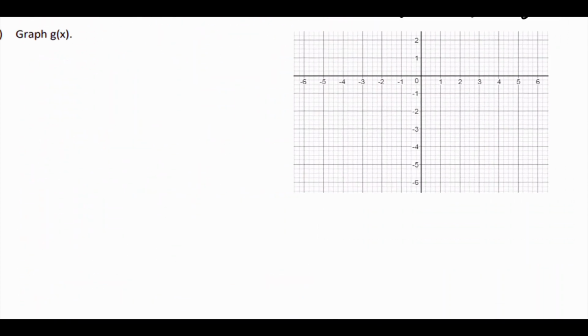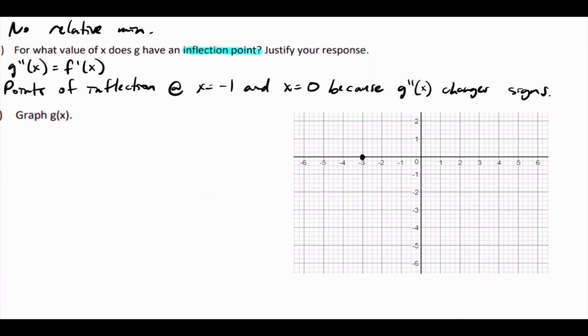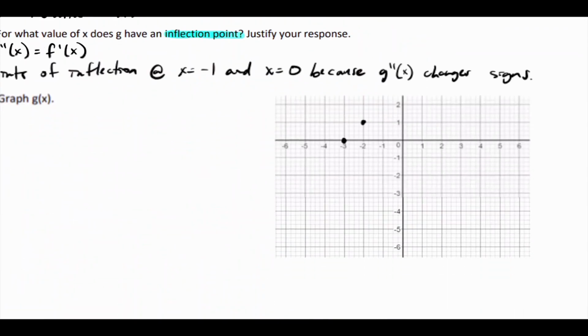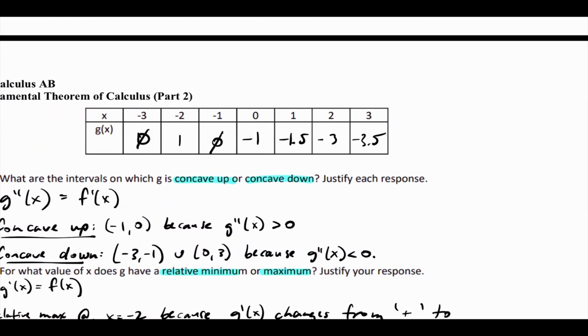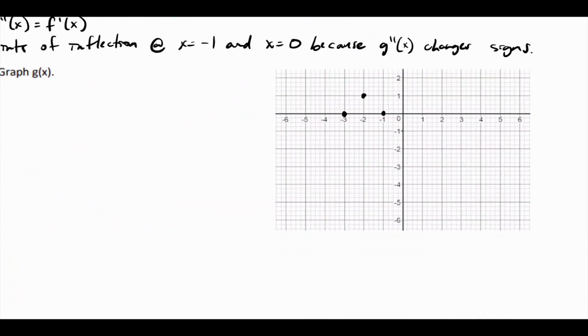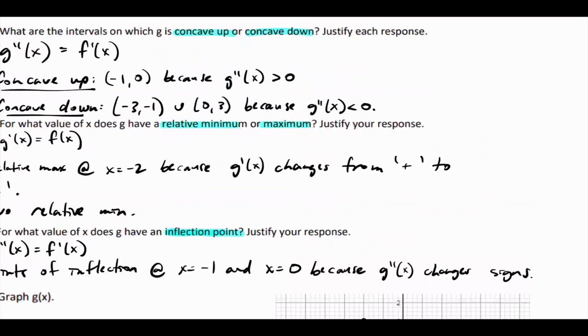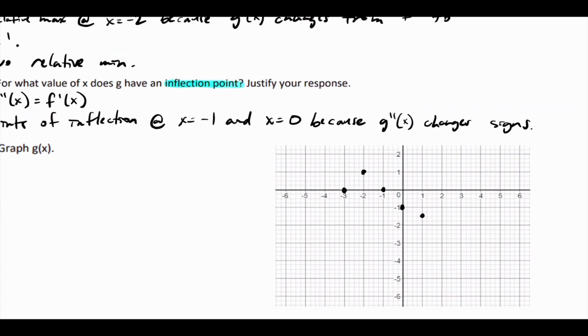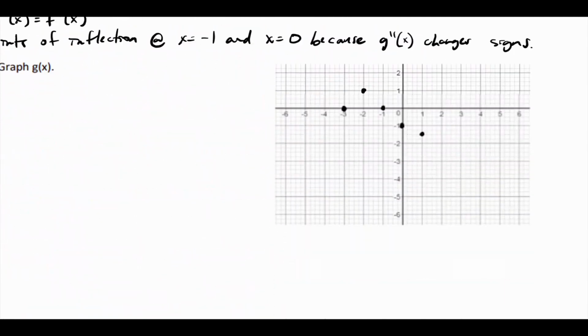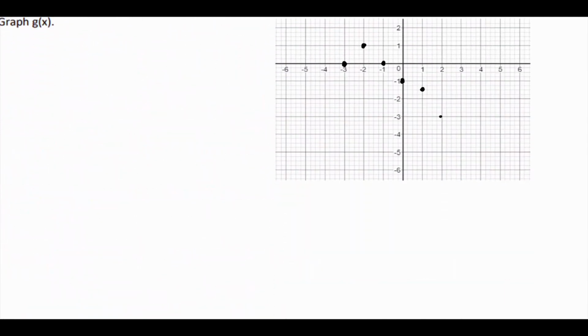-3, 0. -2, 1. -1, 0. 0, -1. 1, -1.5. 2, -3. And 3, -5.5.